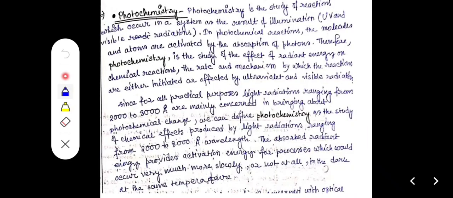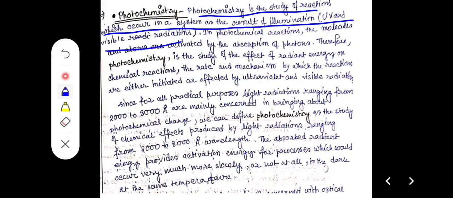Now we consider what is called photochemistry. Photochemistry is the study of reactions which occur in a system as the result of illumination by UV or visible radiation. So in most cases photochemistry is concerned with UV and visible radiation. UV means 200 to 400 nanometer and visible means 400 to 800 nanometer approximately.